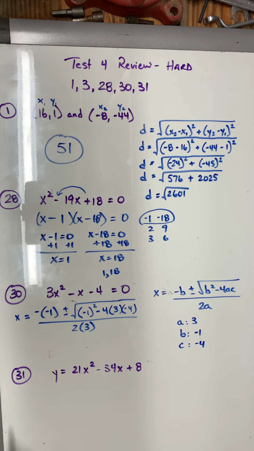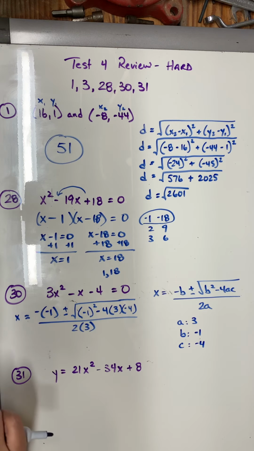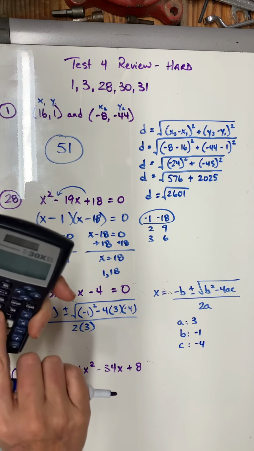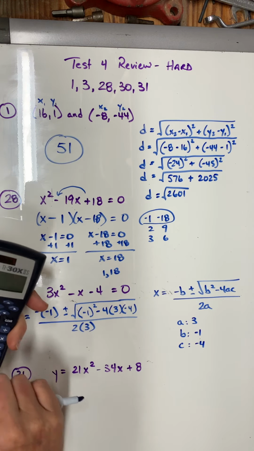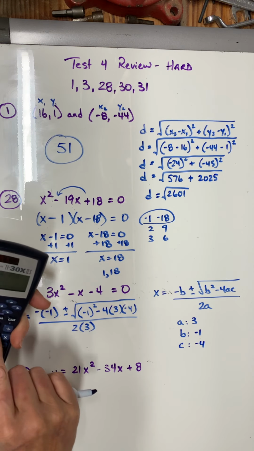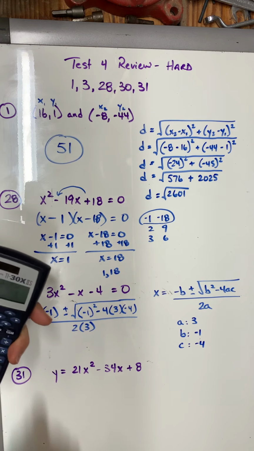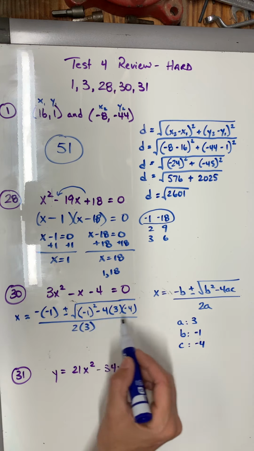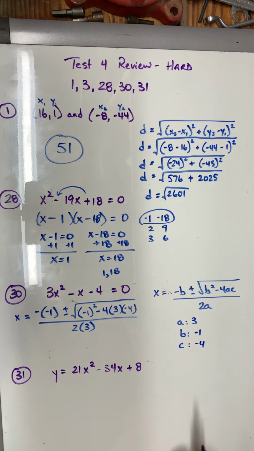So this is what we have. And you could actually type this in to your calculator like this. You could go parentheses, -1, close parentheses, squared, minus 4, parentheses, 3, parentheses, -4, parentheses, and hit equals, and it'll do this whole thing for you and keep all the signs straight if you put the parentheses in. So I end up with 49.